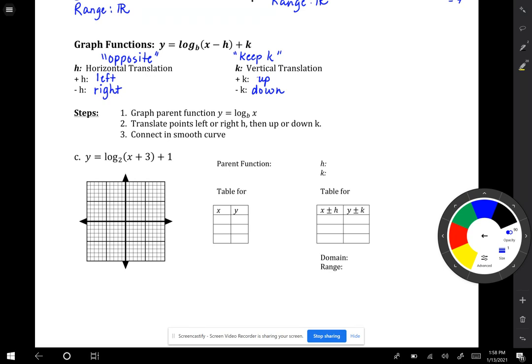So let's take a look at our function here. The plus 3 tells us that we are going to move left 3.